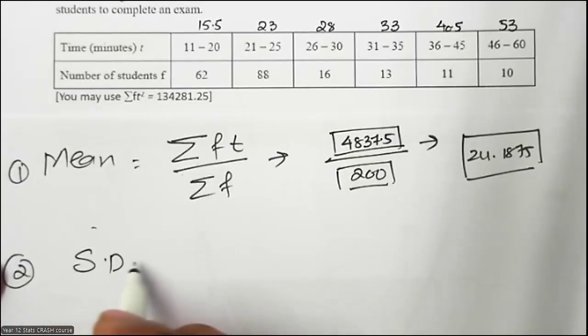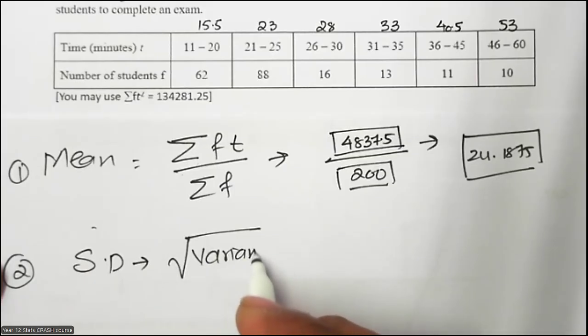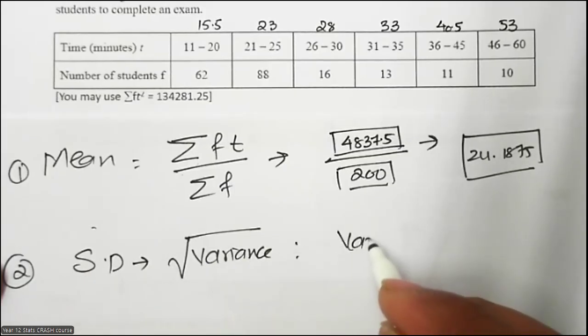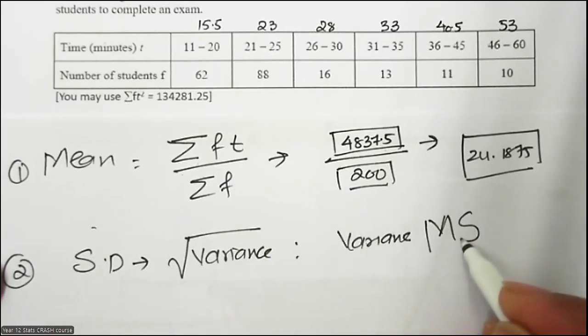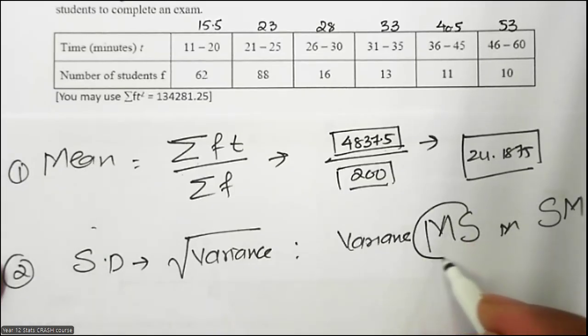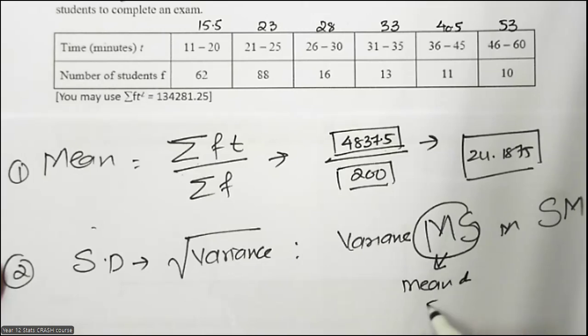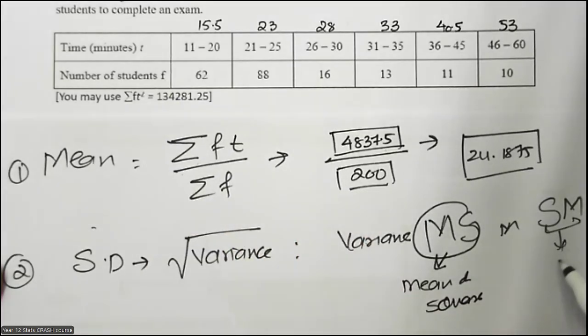Standard deviation is the square root of variance, and variance we calculate using that mnemonic, MSMSM. So what does that say? Mean of the squares. Mean of squares means we have to square the data, then add them all together, and then divide. Then the square of the mean, and there is a minus in between.